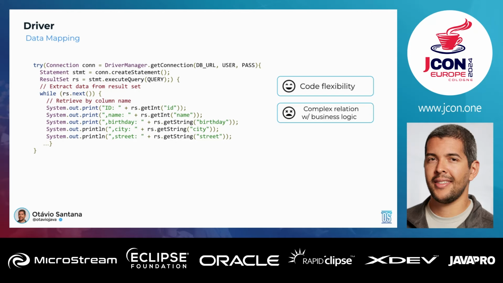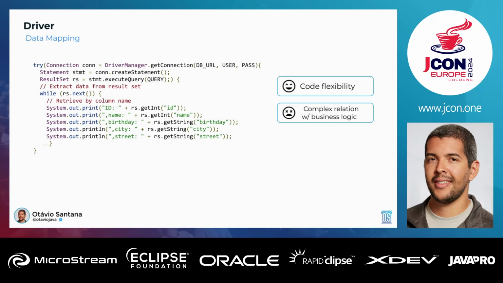So we have JDBC, which must be familiar to everybody, where you can treat that information as immutable. So we have here the select star from person, and as you can see, I'm returning the whole information and getting the information.